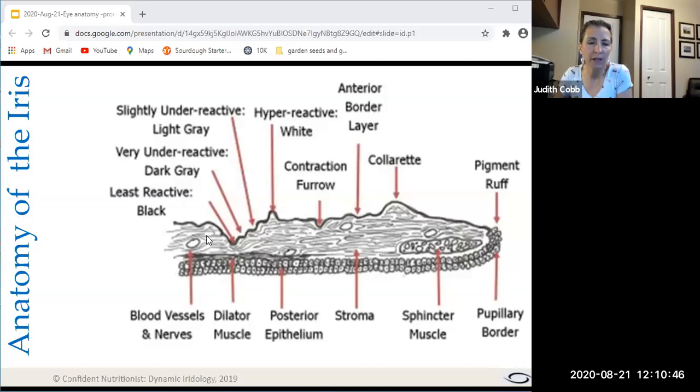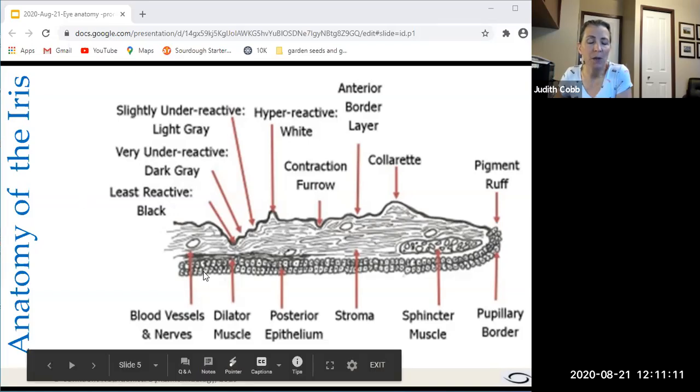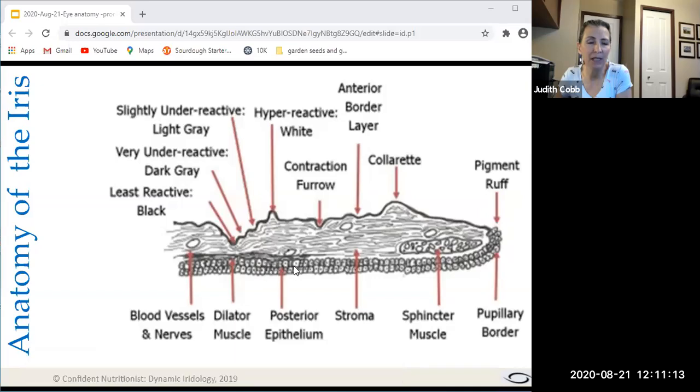When we look at the stroma, as this area is called, this contains a lot of different tissue. Not only does it have the fiber structure that we call trabeculae, it also has blood vessels. It also has individual muscle fibers, and it has nerves. So it's a very busy, very thin layer of tissue. We also have the posterior epithelium, or the posterior membrane is another name for it.